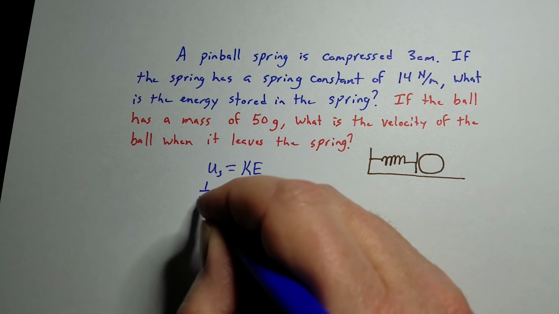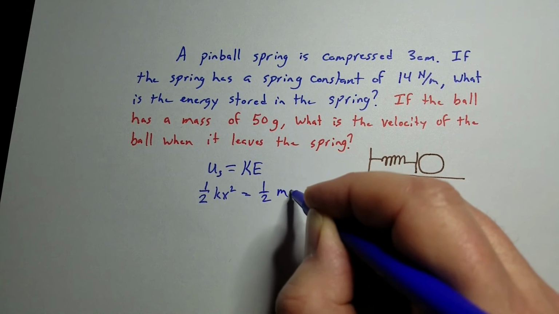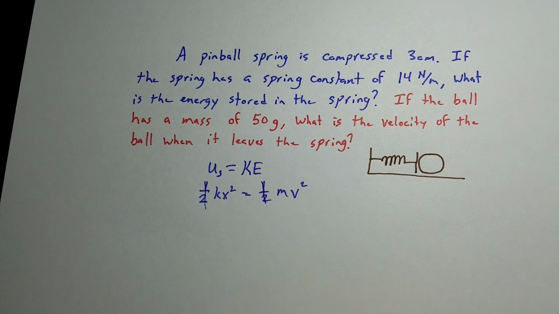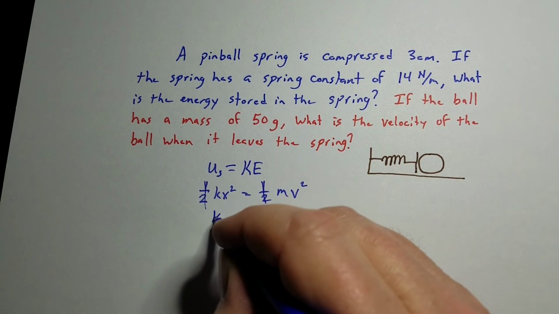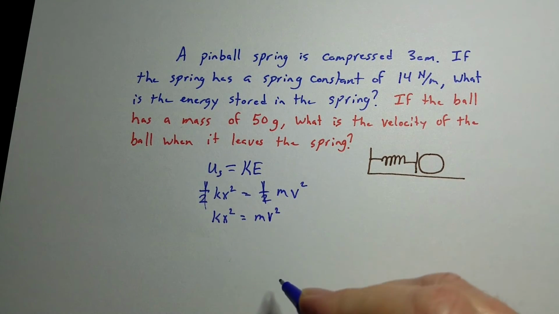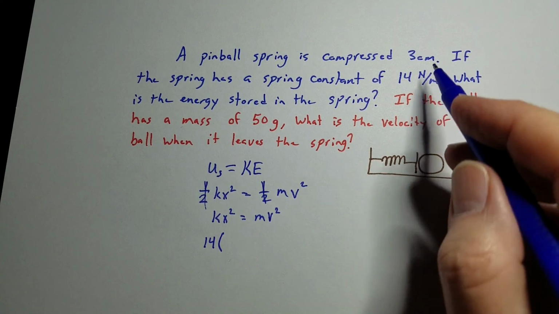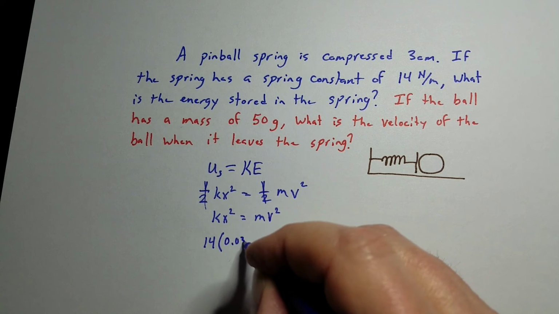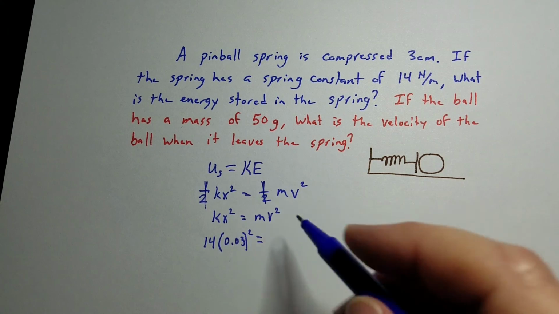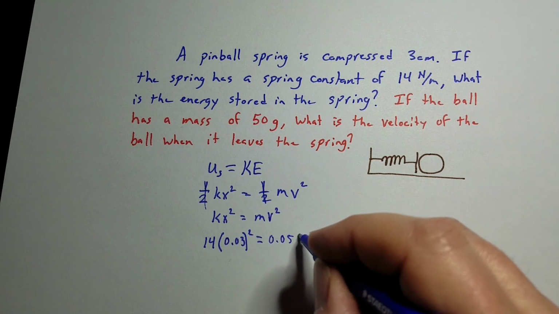So potential energy in the spring is 1/2 kx squared. Kinetic energy is 1/2 mv squared. Now the cool thing is, if we write this out, the halves actually cancel out. We're just left with kx squared equals mv squared. And we can do that. We've got the spring constant be 14. It is compressed 3 centimeters, so 0.03, and that's squared, equals the mass, 50 grams, so 0.05. And we want to figure out the velocity.